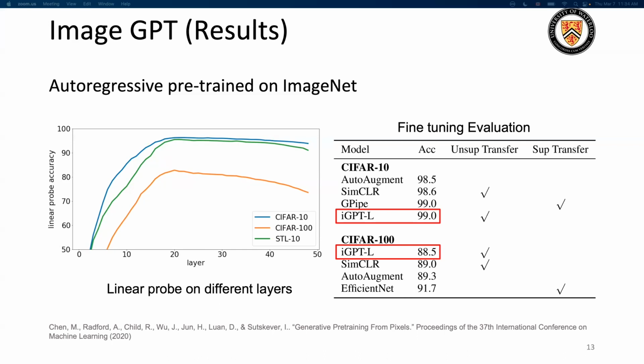For fine-tuning evaluation, you can see that the accuracy is relatively good for CIFAR 10 and also CIFAR 100. But for example, in CIFAR 100, if you see EfficientNet, which is a CNN-based model, it actually performs better.